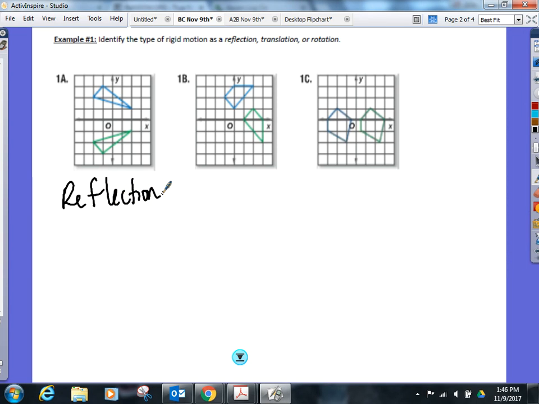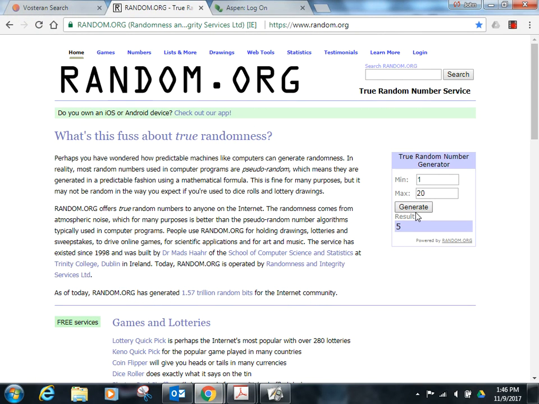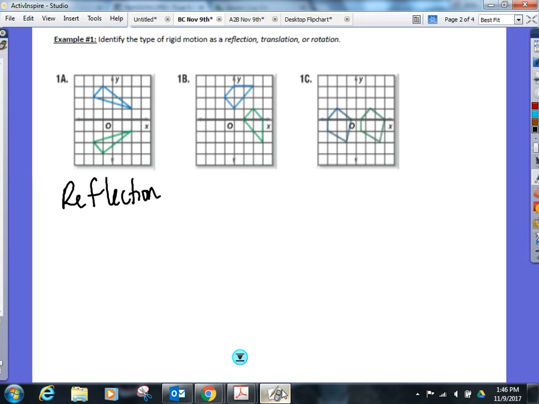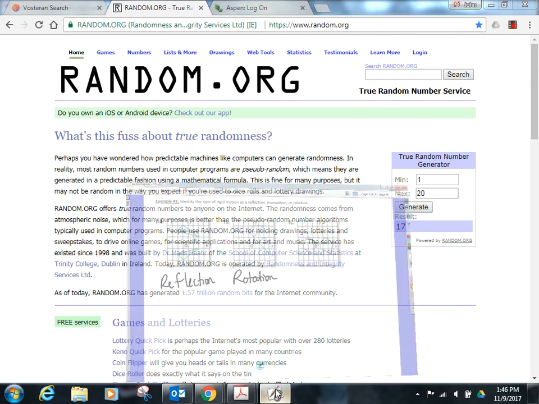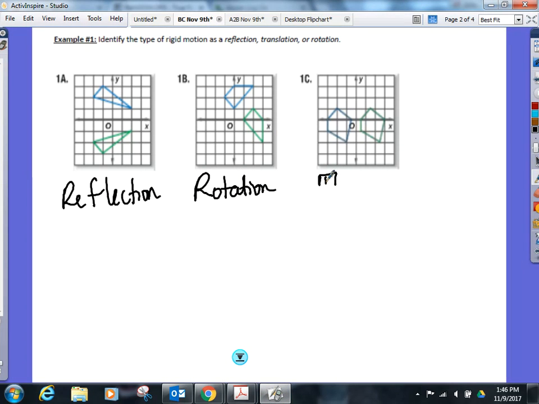How about the next one? What are we doing with the next one here? Rotation. Thank you. And then finally, what about this next one here? The final one, what are we looking at here? Translation. A little sliding going on, yes. Okay, all three rigid motions. Again, what's considered a rigid motion? Any transformation where the triangles remain congruent.